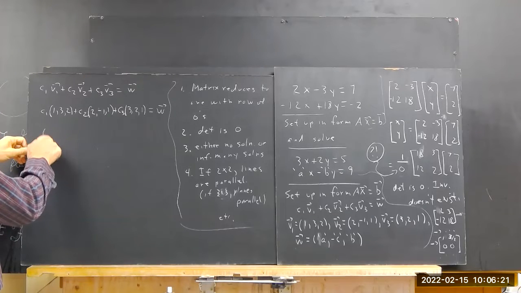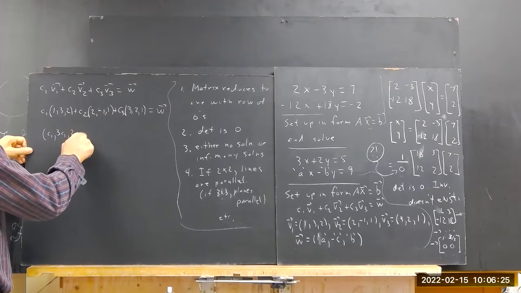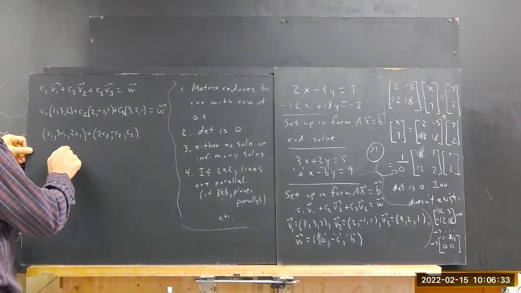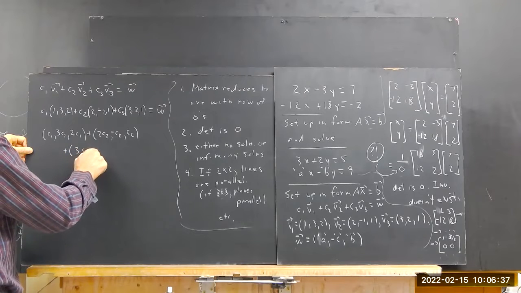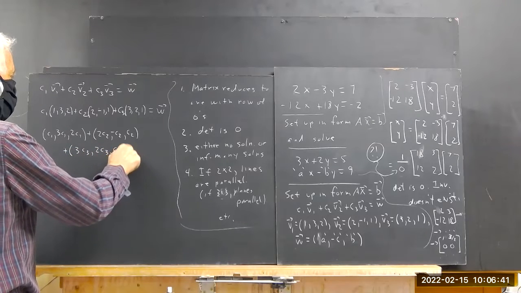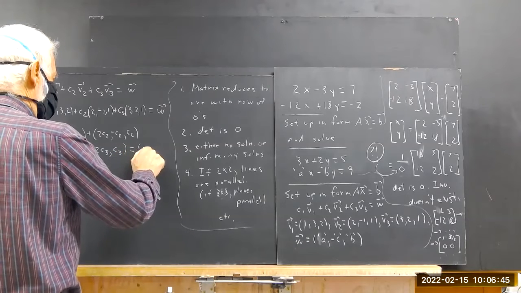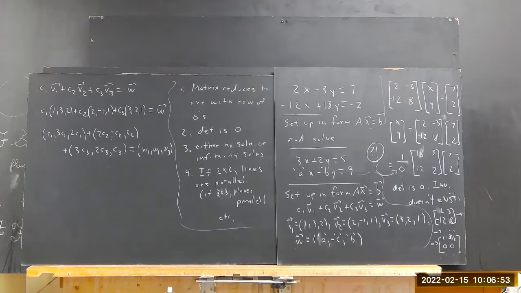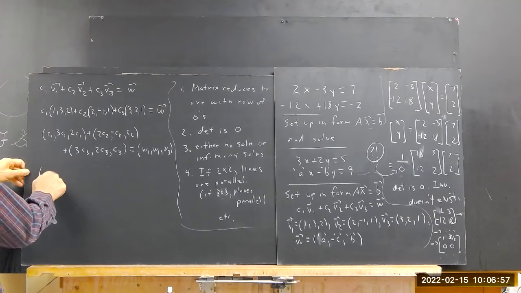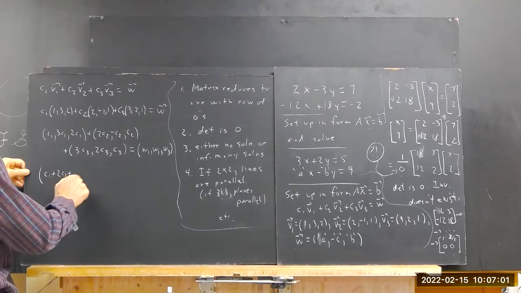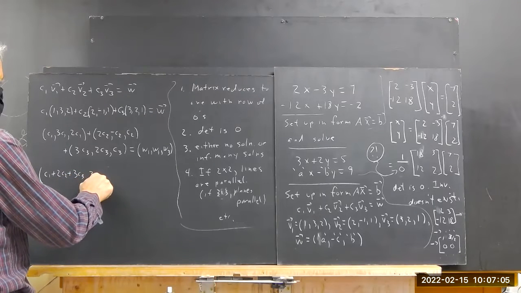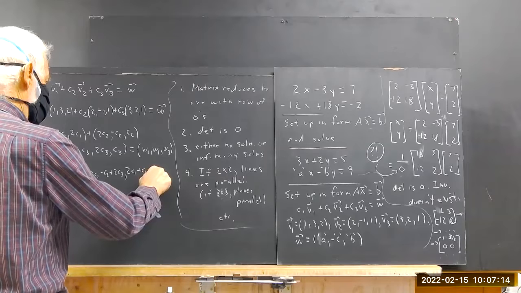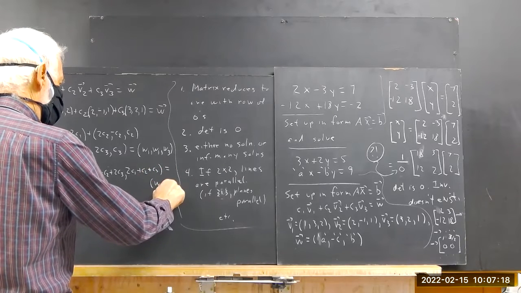Well, what's this tell us? This tells us that C1, 3C1, 2C1 plus 2C2, negative C2, C2, plus 3C3, 2C3, C3 equals, we'll call it W1, W2, W3, which tells us that C1 plus 2C2 plus 3C3, 3C1 minus C2 plus 2C3, 2C1 plus C2 plus C3 equals W1, W2, W3.